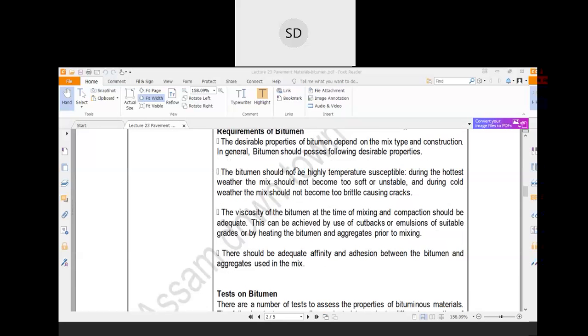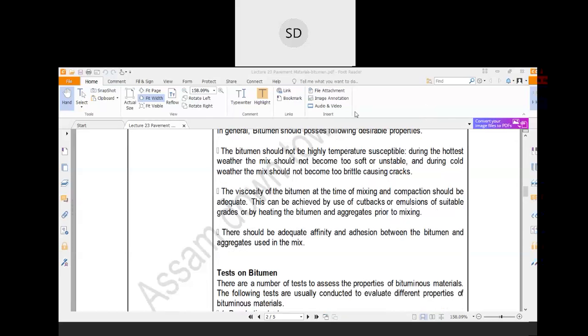First one is, the bitumen should not be highly temperature susceptible. Highly temperature susceptible means it should not be highly sensitive to the changes of the temperature. During the hottest weather, the mix should not become too soft or unstable, and during the cold weather, it should not become brittle so as to cause any crack over the road surface.